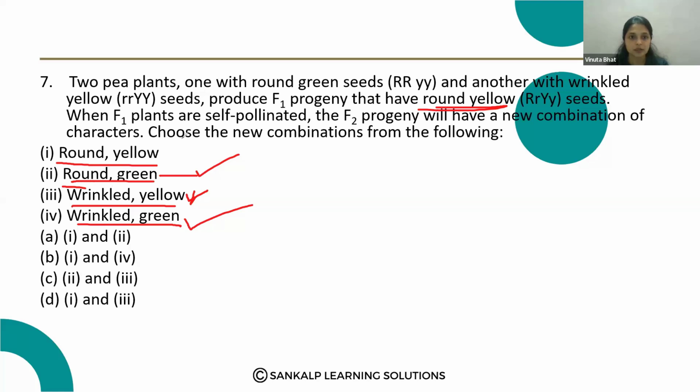Sorry, here choose the new combination from the following. Here, the new combination is wrinkled green, yes, that is the new combination. And here round yellow, that is not present in the parental generation. Round green is present, wrinkled yellow is present, right? So round yellow, that is not from the parental generation. Okay.